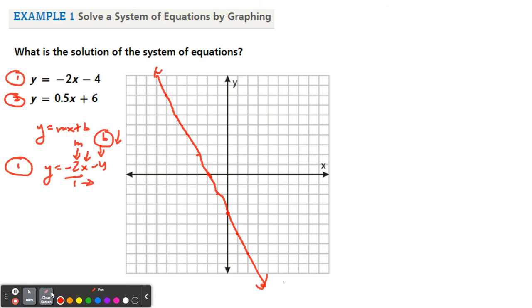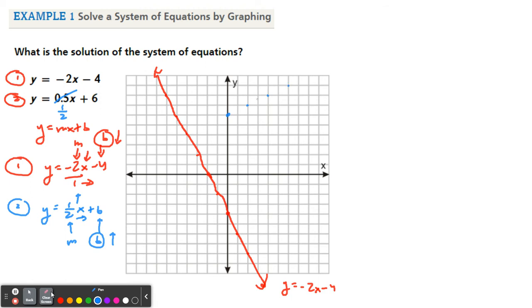So again, this is the line y equals negative 2x minus 4. And now I'll do the second line in blue. So now we have y equals 0.5x plus 6, and 0.5 as a fraction is 1/2. I'd rather have the fraction. So y equals 1/2 x plus 6. In this case, the 6 is the b value. That means you go up. So we're going to go up 6, 1, 2, 3, 4, 5, 6 from the origin. And then the 1/2 is your slope. To count that, we're going to go up 1 and right 2. So from this point, up 1, right 2, up 1, right 2, up 1, right 2.